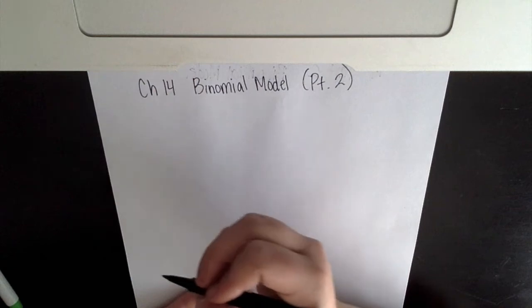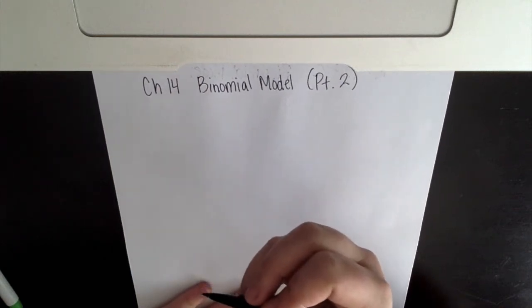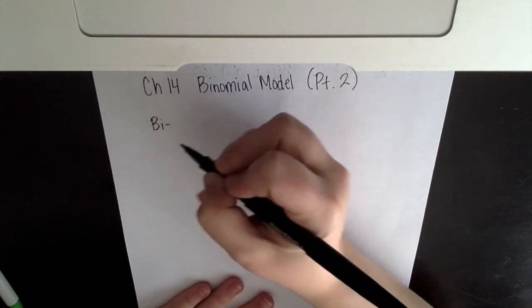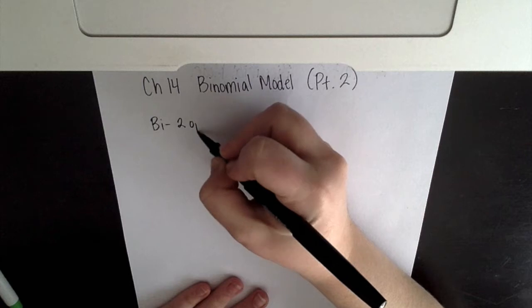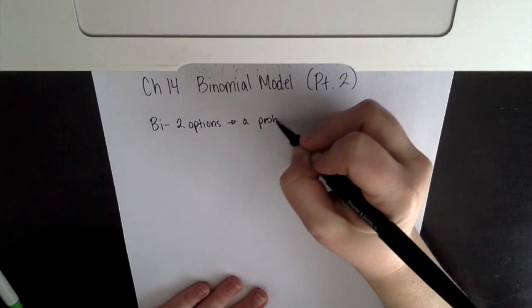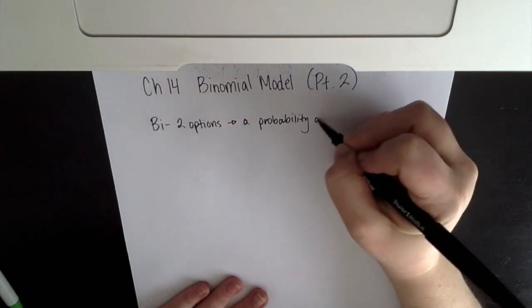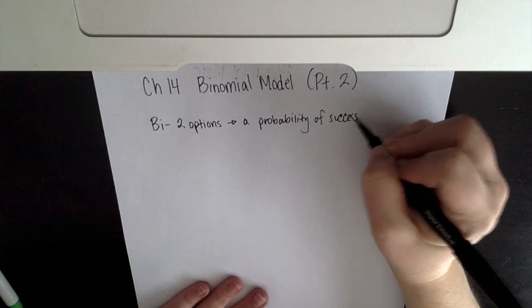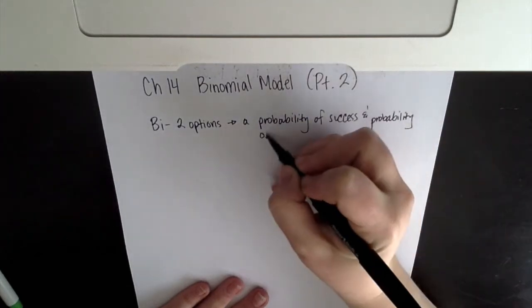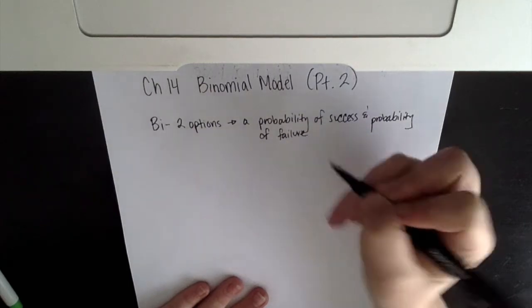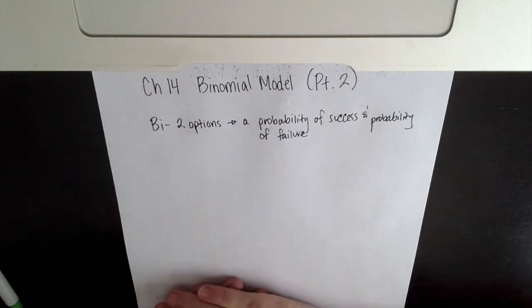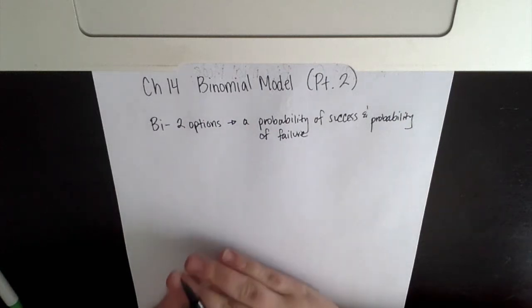Okay, so what we're going to begin with is a little description of what the binomial model is. The word binomial, the prefix bi, means that there are two options: a probability of success and a probability of failure. It's up to us to determine which is success and which is failure of the given probabilities based on each different scenario that we're provided.